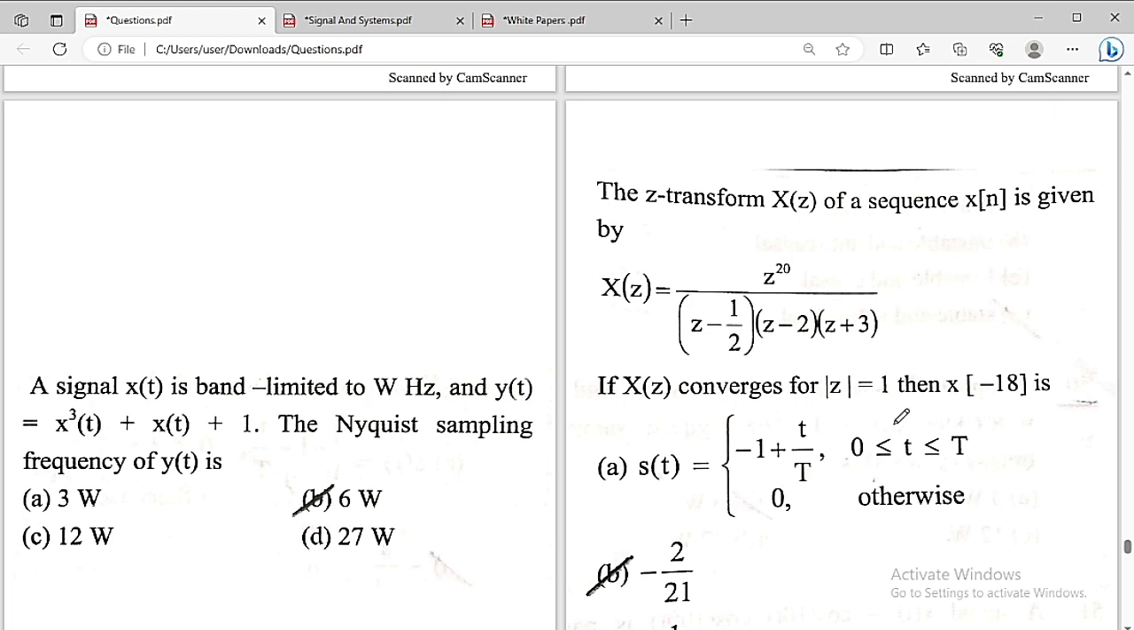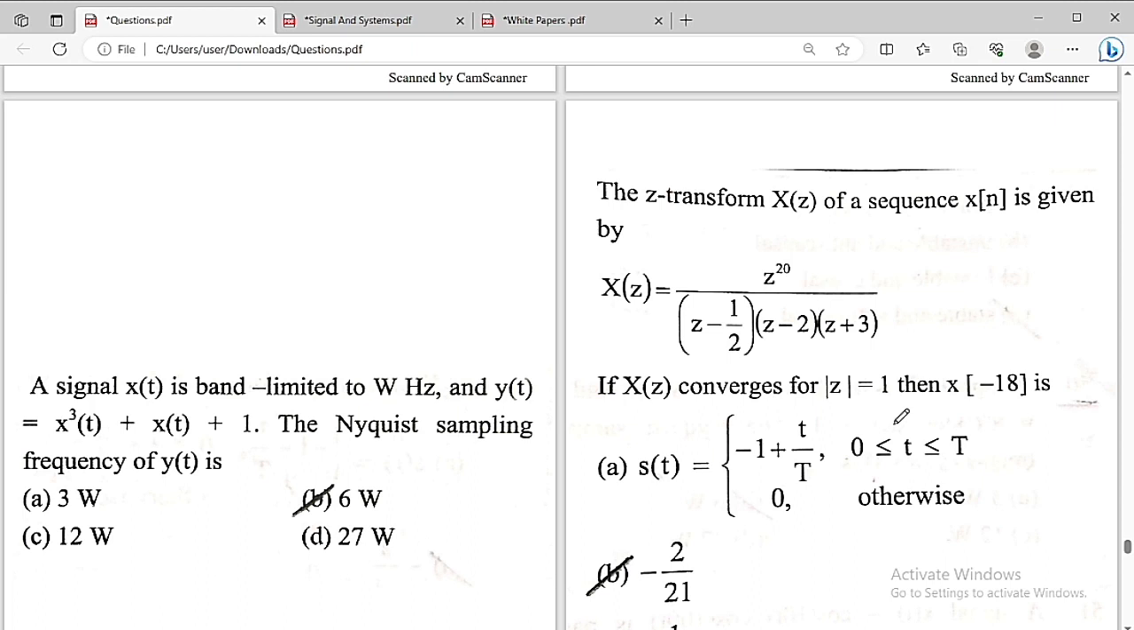If you substitute all the points of the ROC in X(z), you are going to get a finite value. That is the meaning of the ROC. As the question itself says, if X(z) converges for mod z equal to 1, it means each and every point on the unit circle, if you substitute in X(z), gives a finite value. So you can say that in the ROC of X(z), the unit circle is present.